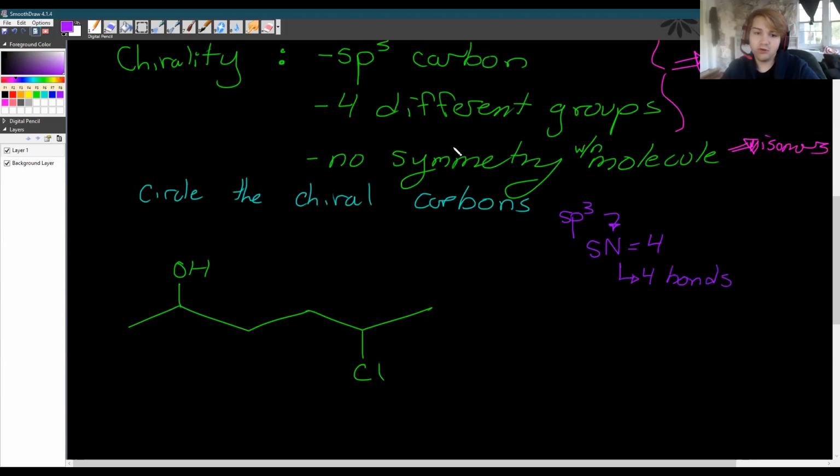And according to our rule, again, what kind of bonds do we want? We want 4 different bonds, okay? So we want it bonded to 4 completely different separate things.